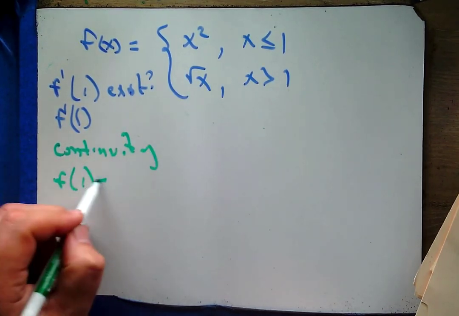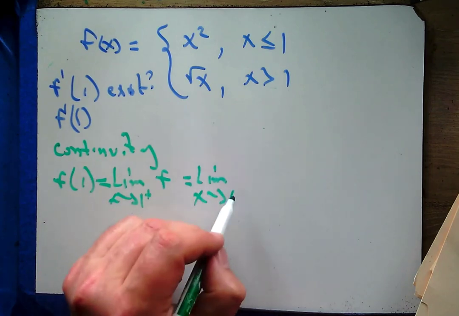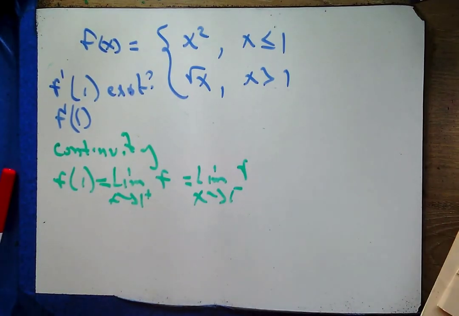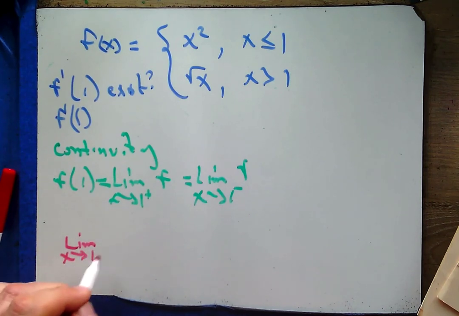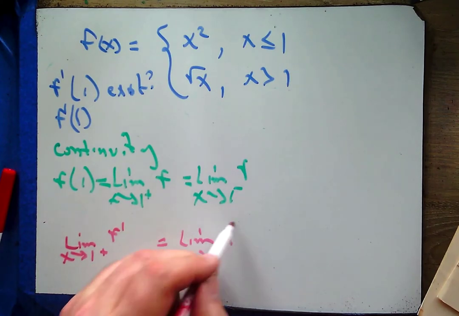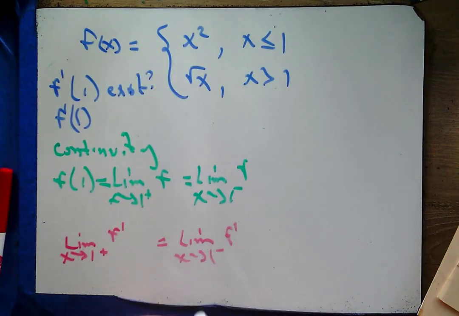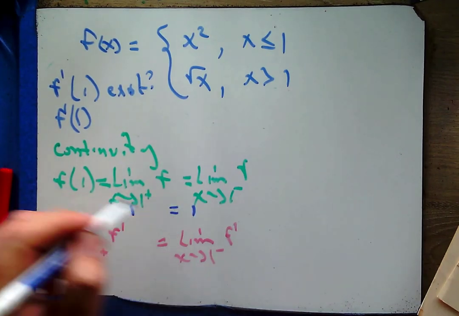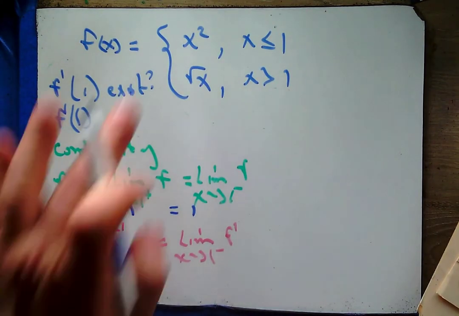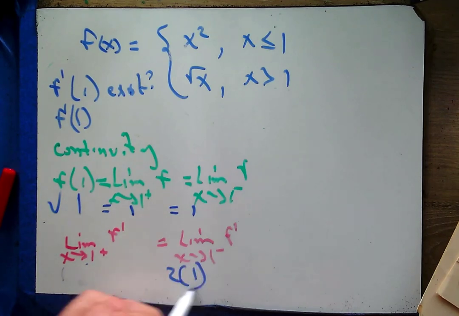And that means that f of 1 equals the limit as x approaches 1 from the positive side of f, which equals the limit as x approaches 1 from the negative side of f. In addition to continuity, though, it also means that the limit of the slopes as x approaches 1 should be the same. Alright, so let's check the limit of the function by plugging the 1 into each of these. That's going to be 1 equals 1, and f of 1 equals 1. So we're continuous. Now what about the limit of the slopes? Well, the slope here is 2x. So 2 times 1 is 2.